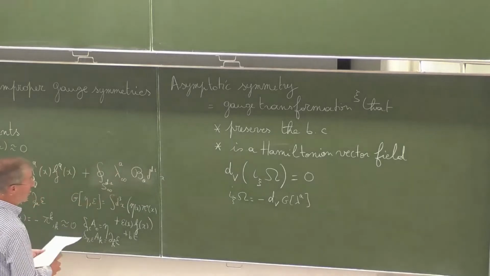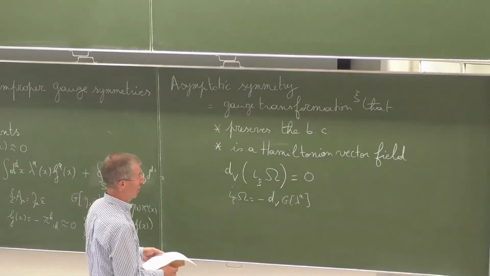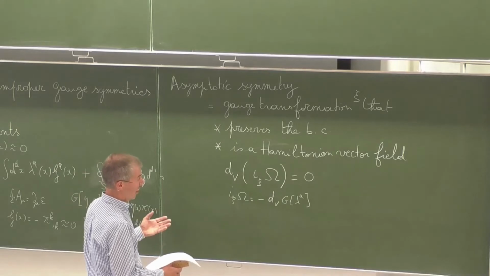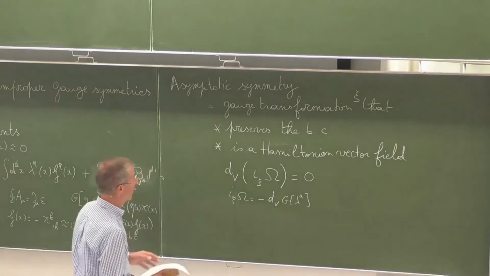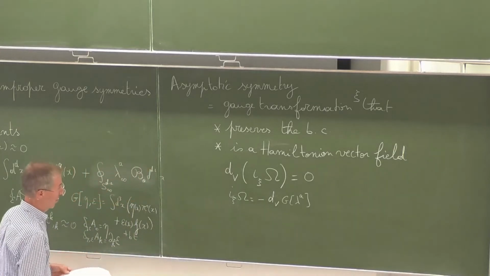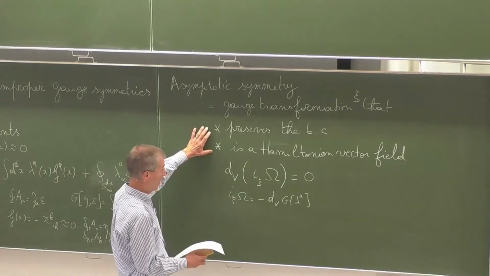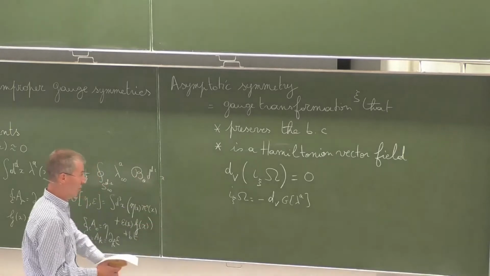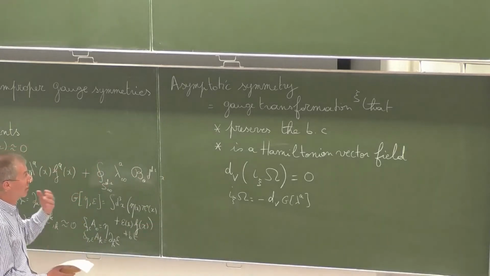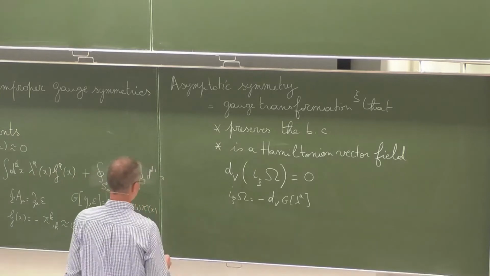Okay, but if you have a gauge transformation that preserves the boundary conditions but does not leave the symplectic form invariant, I will not call it an asymptotic symmetry. It will be an asymptotic symmetry if both conditions are fulfilled. Then I will be able to talk about generators, the bracket of the generators, the algebra of the asymptotic symmetries, etc. And so let's talk about the brackets.